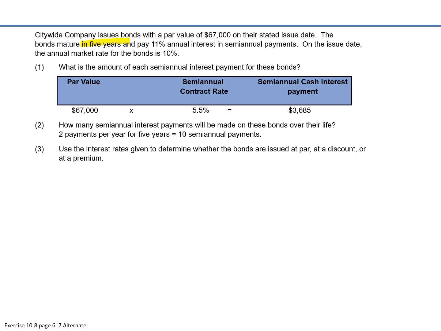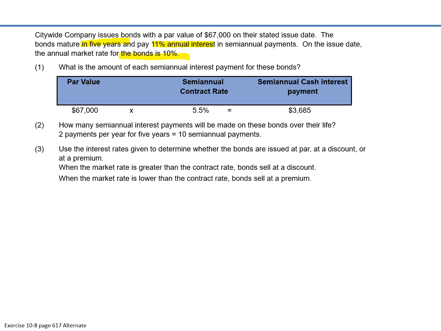And then using the interest rates given, determine whether the bond's issued at par or at a discount or at a premium. Well, we have a contract rate of 11%. We have a market rate of 10%. When the contract rate is greater than the market rate, they sell at a premium. Okay.